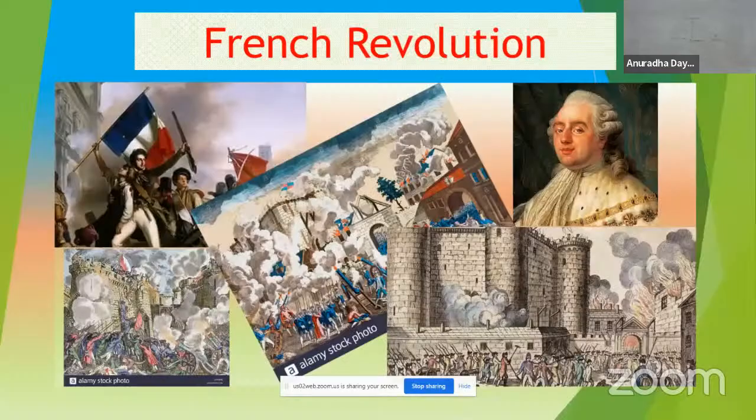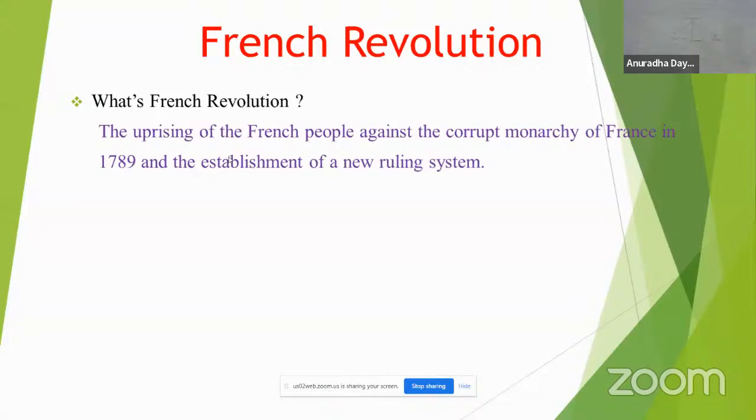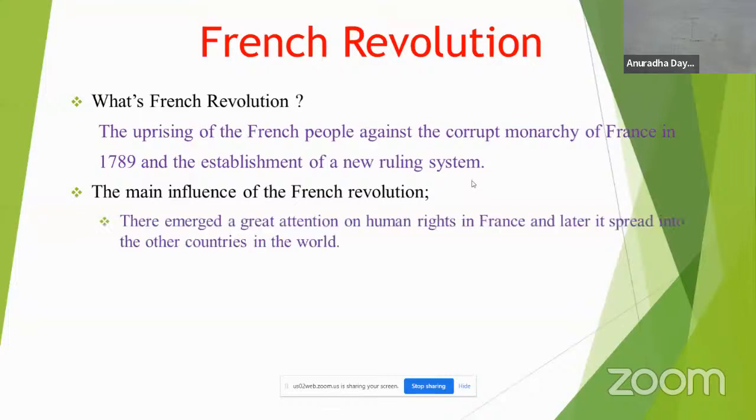Right. Now let's see the socio-economic revolution. So what is the French Revolution? The French Revolution is the uprising of the French people against the corrupt monarchy of France in 1789 and the establishment of a new ruling system. So I told you the Bourbon dynasty, starting from King Louis XIV, Louis XV, and Louis XVI, were all very corrupt kings. And the main influence of the French Revolution, what is the influence?